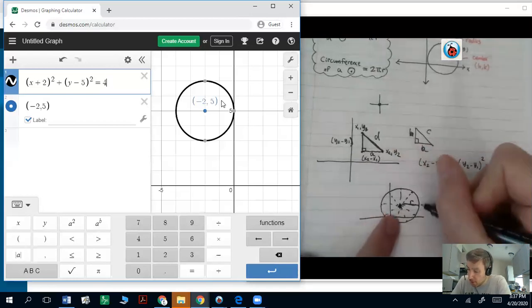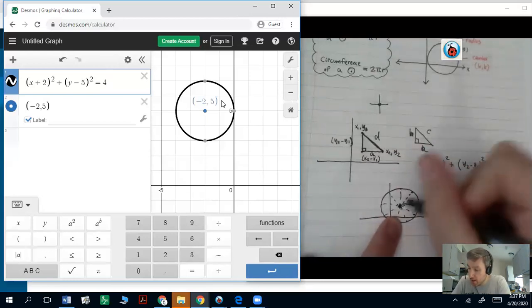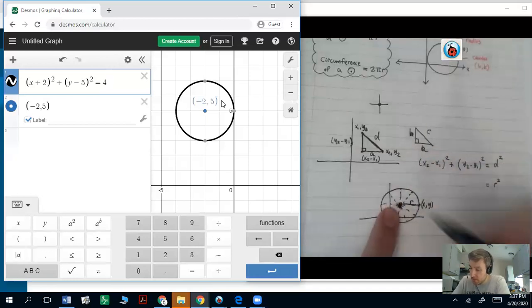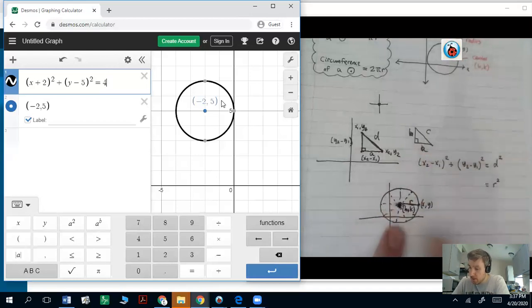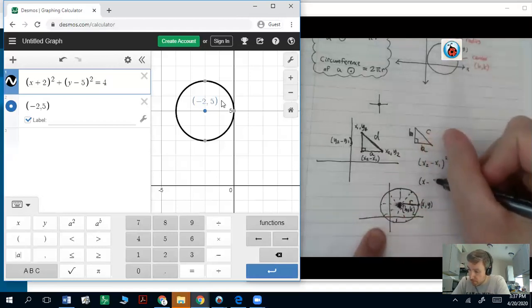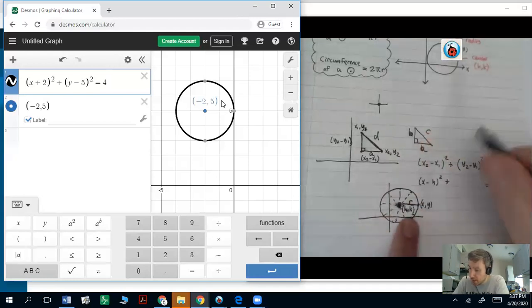And let's just call this, instead of x1, y1, we'll just call it x comma y. Any point on the circle, we say x, y. The distance between any 2 points, we'll call the center h and k, is the difference between your x values, so in this case, x minus h, and the y values, y minus k.